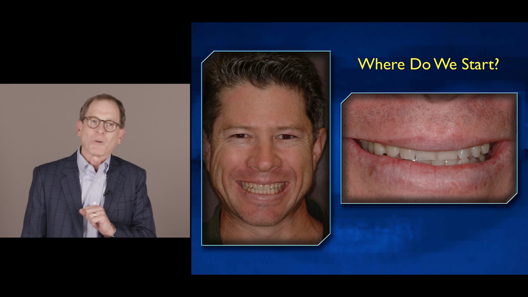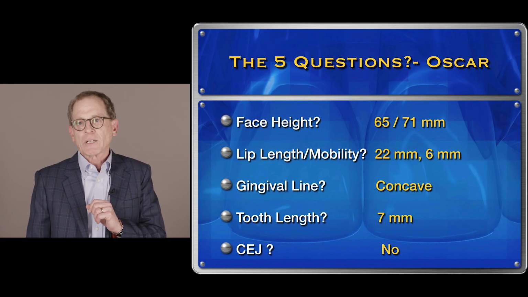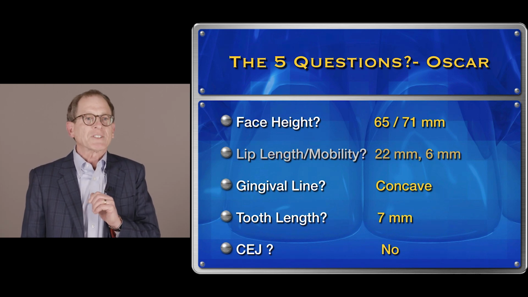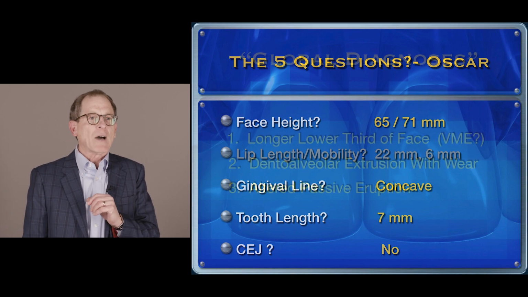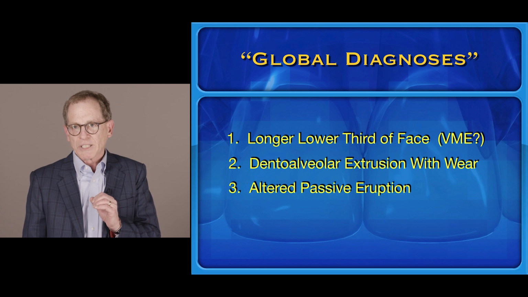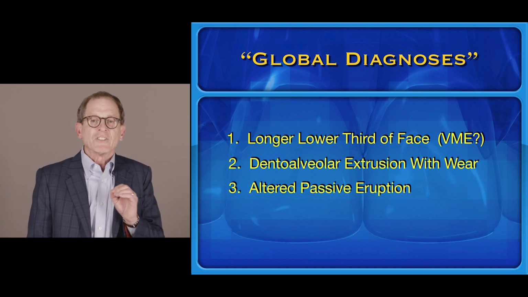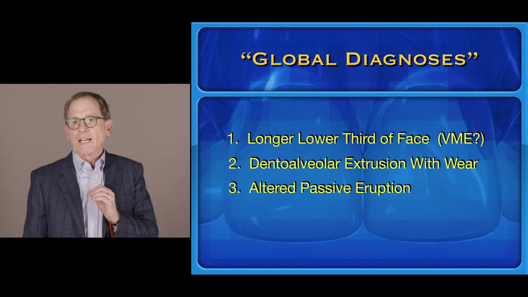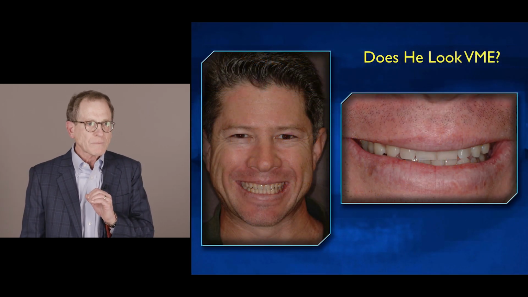So once again, where do we start? We always start by looking at the face and answering the 5 questions. And when we look at the answers to the 5 questions on Oscar, we can see that the lip length and mobility were normal. So we can take that one away, and that leaves us with 3 possible global diagnoses. The first is a long lower third of the face. The second is dentoalveolar extrusion with wear of the teeth. And the third is altered passive eruption. So let's look at those 3 global diagnoses on Oscar.